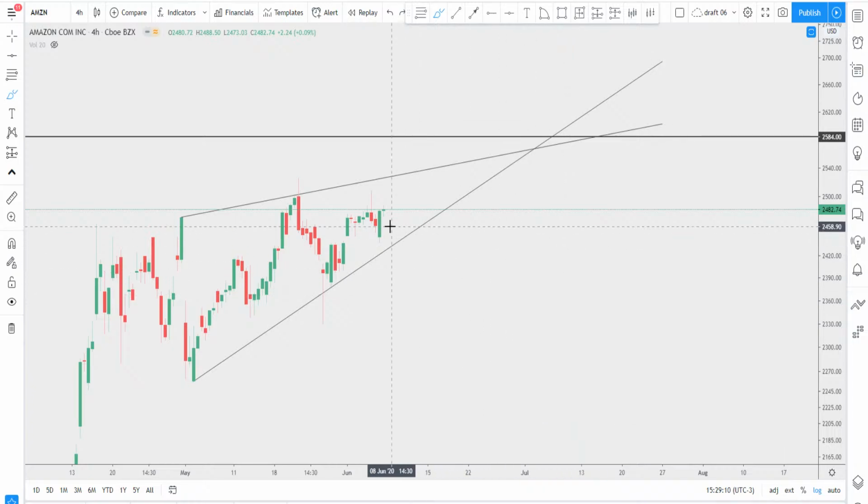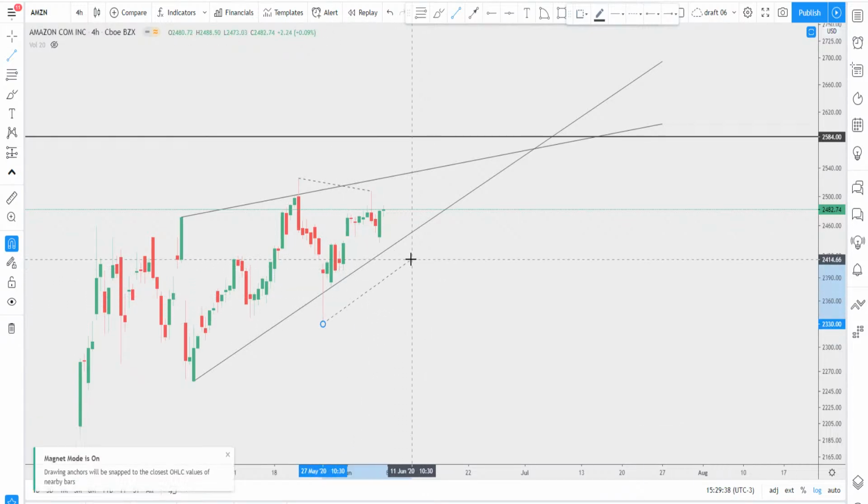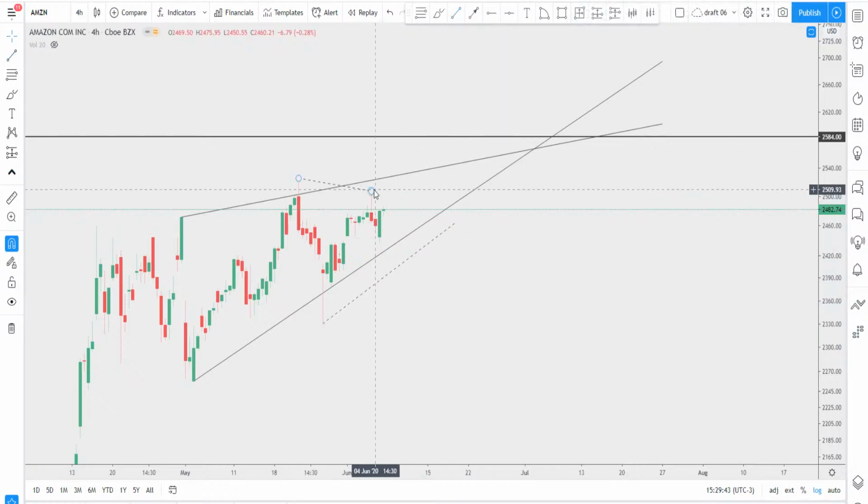But let me see here. So it looks like before 12th of June. Yeah, so before the 12th, it will probably give us the outcome of this structure. And I can make another draw here, but it's going to be a speculative one, so it's not valid, okay, for technical analysis. So let's go for this one here.